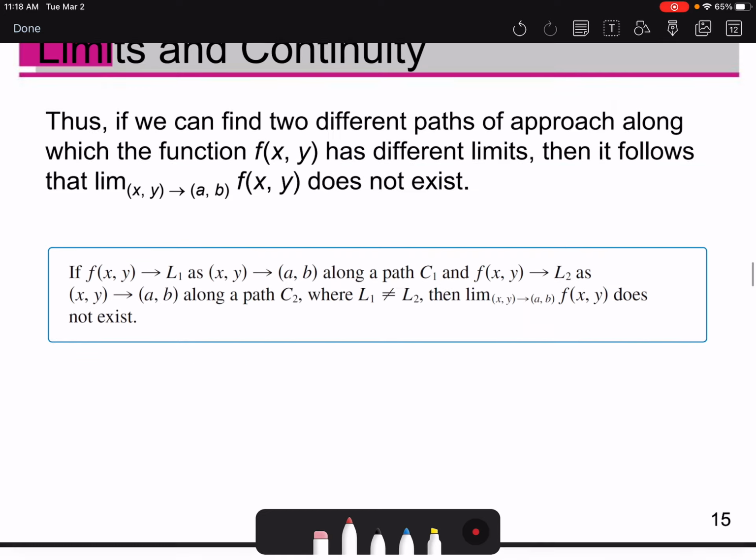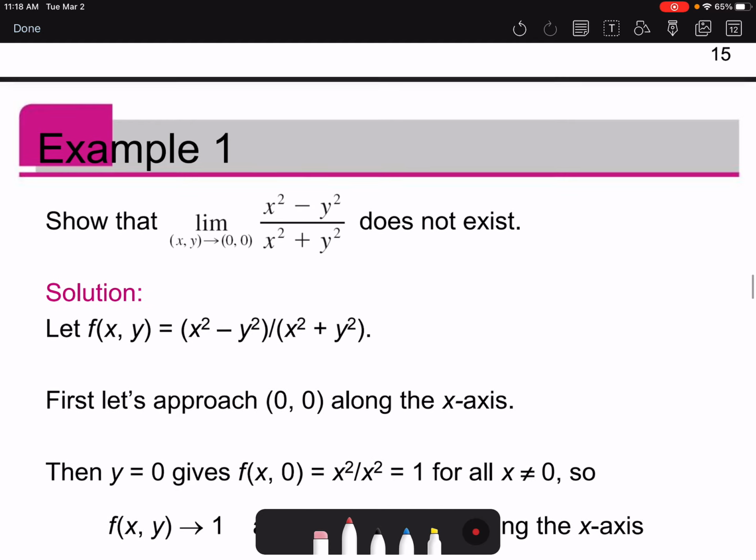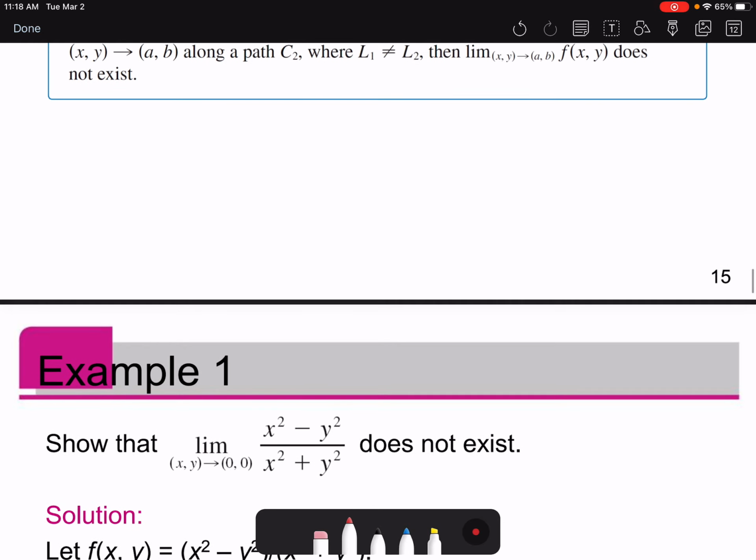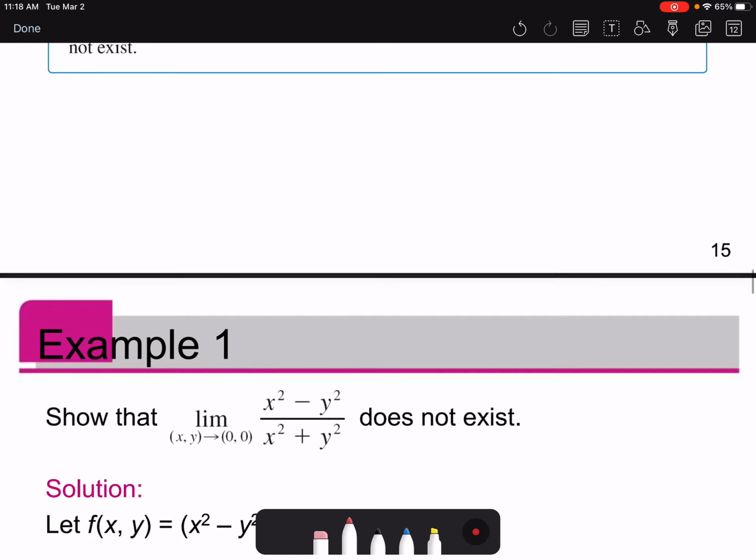So we look at an example right here. Show that the limit does not exist. Obviously, if you plug in 0, 0 for the denominator, x squared plus y squared, then it's undefined. So how do we do this? We approach it a very different way.